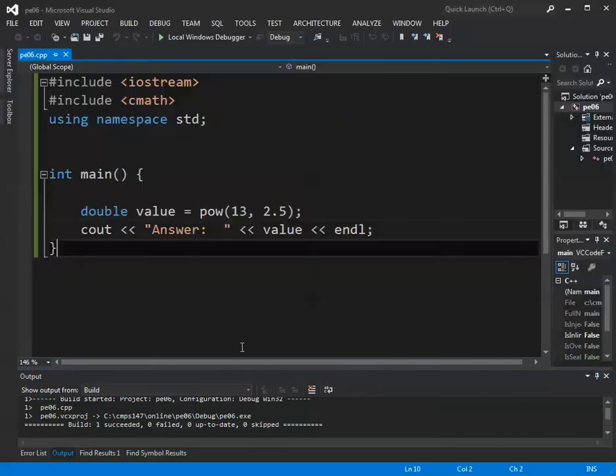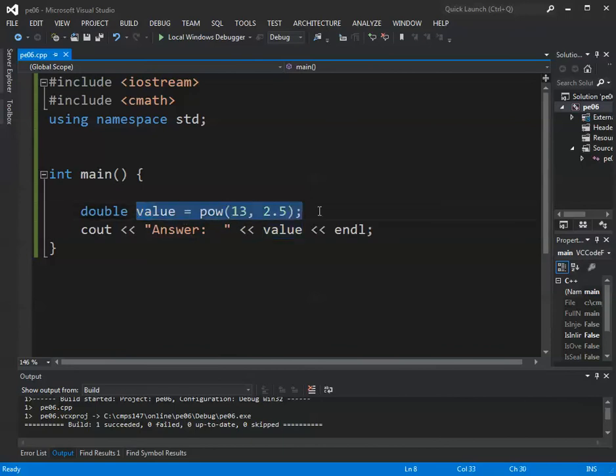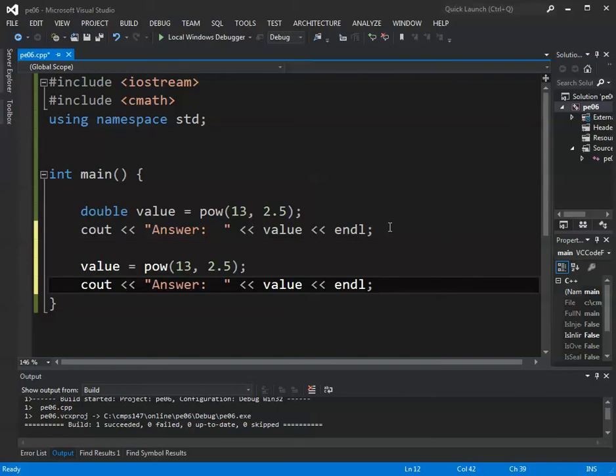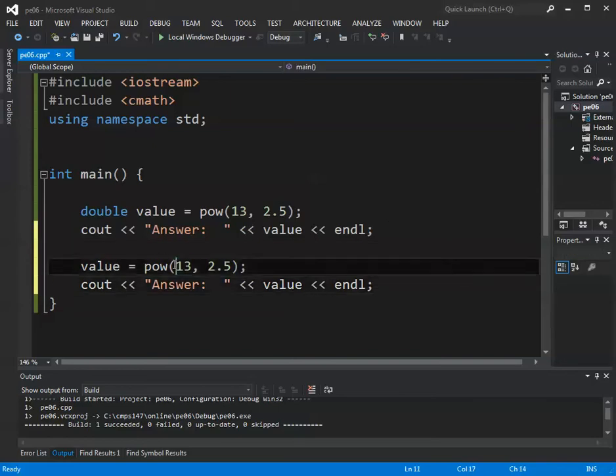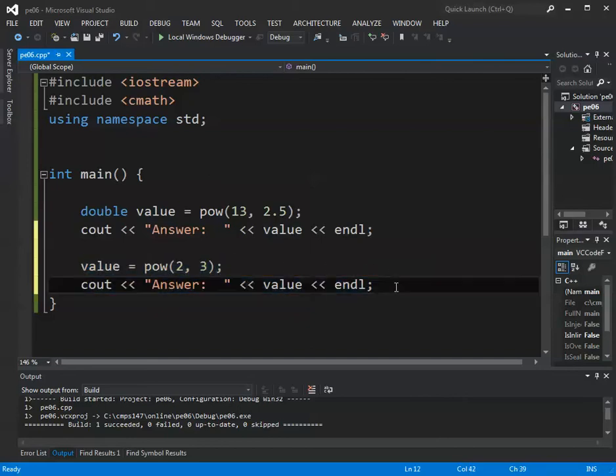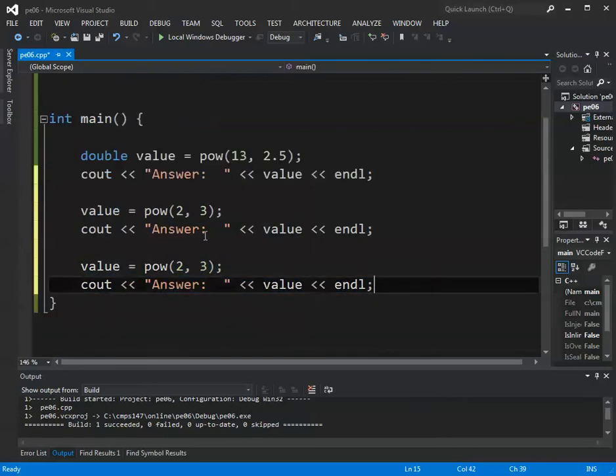So this will work with any value, and of course we can use this function as many times as we want, so we can keep reassigning it. Let me just copy that bit of code, and let's do 2 raised to the third power. And we can keep calling the power function with different parameters each time, so maybe 9 squared.